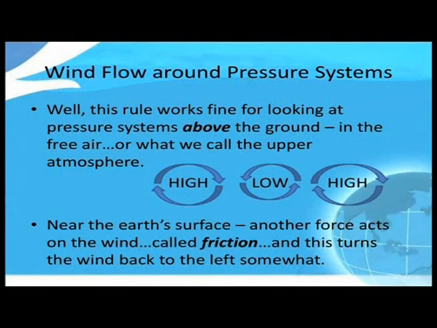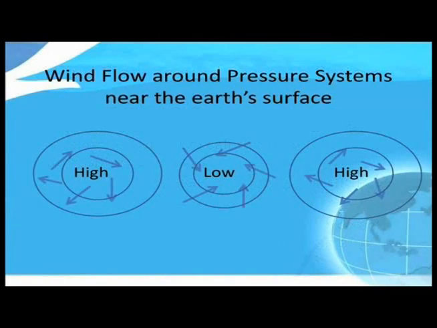But near the Earth's surface, another force acts on the wind called friction, and this turns the wind back to the left a bit. So, if we look at the center image here with the low pressure, the wind would flow slightly into the low pressure center as it tries to move counterclockwise around the low.